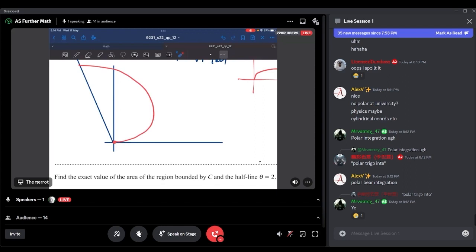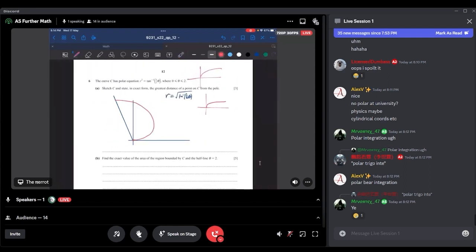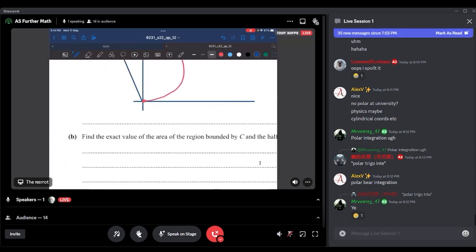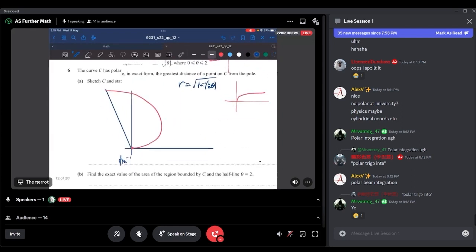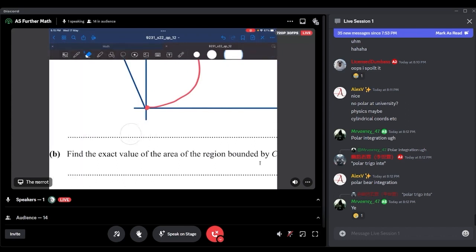So what's the greatest distance? Well, the greatest distance is just at the end of the interval, right? Because tangent inverse is increasing, so r increases. It happens at the very end of theta, which is when theta is 2. And when theta is 2, you halve it, you get 1. That's pi by 4. So therefore, the greatest distance is square root of pi by 4.